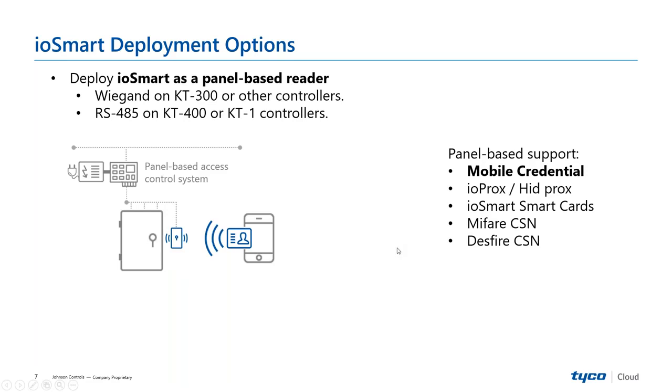One of the benefits of the panel-based scenario is that you can also use your proximity cards. You could also use your smart cards, your ioSmart cards. And you could also use MIFARE and DESFire CSN, other smart cards that are not ours, as long as you use the non-encrypted side, which is the CSN. The benefit of this is you can use the multi-tech reader to be able to use ioProx and the Prox legacy. So you have an easy migration path from one setup to another.